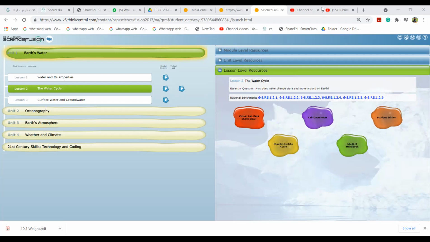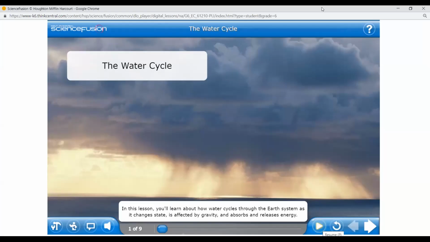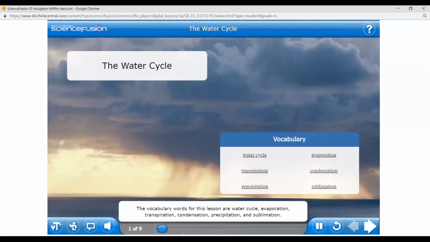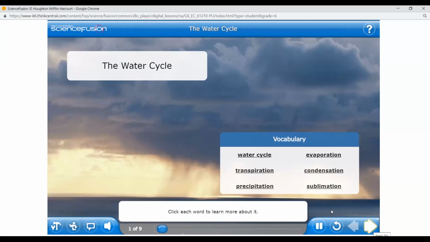Welcome to the lesson, The Water Cycle. In this lesson, you'll learn about how water cycles through the Earth system as it changes state, is affected by gravity, and absorbs and releases energy. The vocabulary words for this lesson are water cycle, evaporation, transpiration, condensation, precipitation, and sublimation. Click each word to learn more about it.